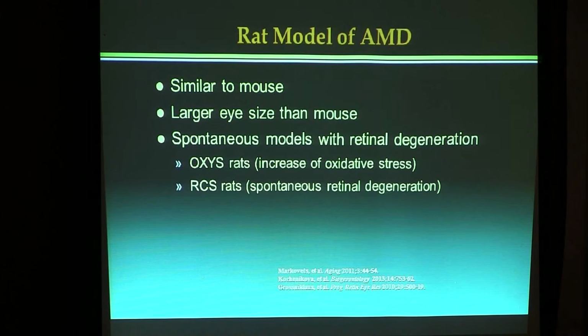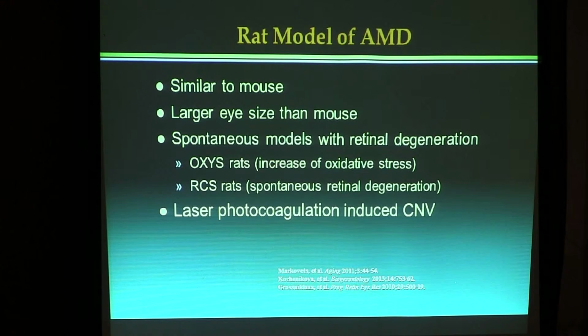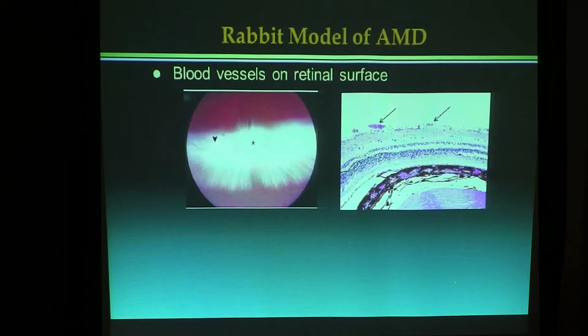But remember, this does not develop focal retinal degeneration, but will have diffuse spontaneous retinal degeneration, and some are very quick, for example, the RD1 rat. Also, there is laser photocoagulation induced CNV. This is now widely used as the wet AMD model, but again, you have to remember this is trauma-induced corneal neovascularization. How about rabbit?